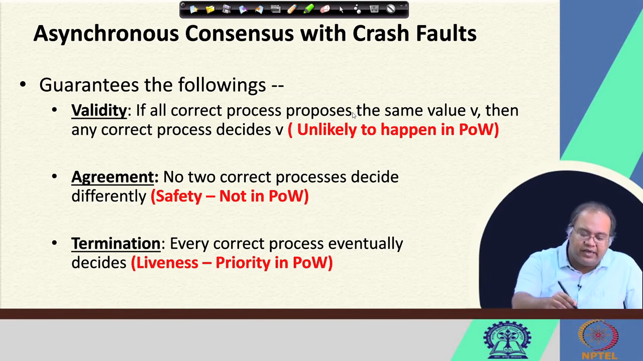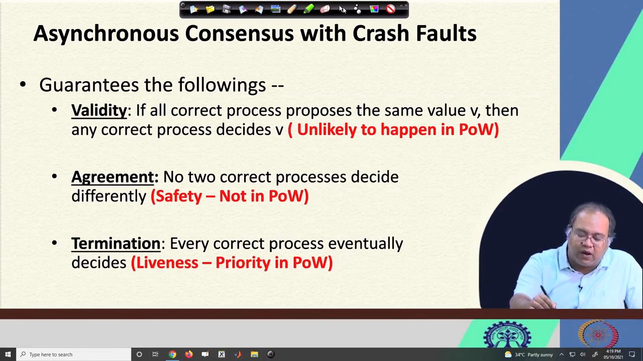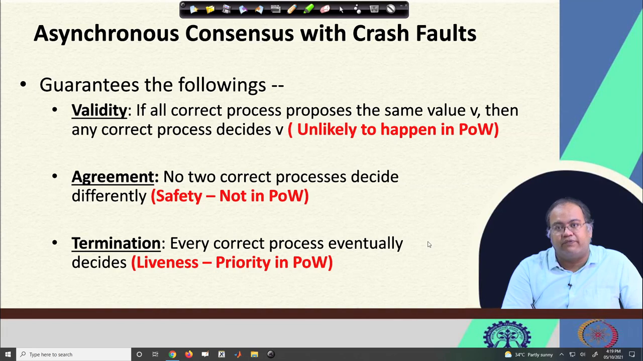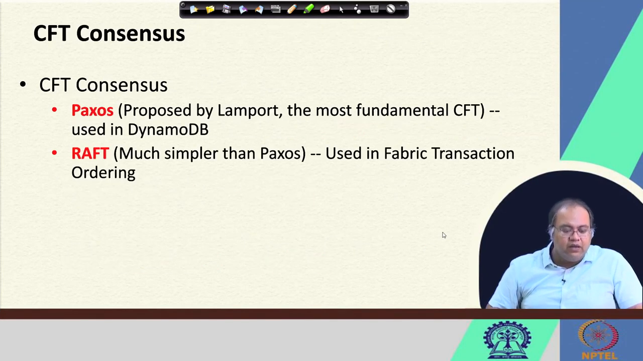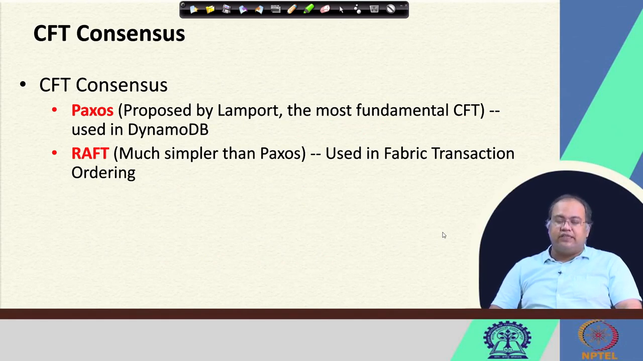Now, let us see what happens when we talk about consensus in a distributed environment. We are going to talk about CFT, or crash fault tolerant, consensus. There are primarily two broad algorithms for crash fault tolerant consensus. One is called Paxos. Paxos is the most fundamental CFT consensus algorithm. It was proposed by Leslie Lamport.